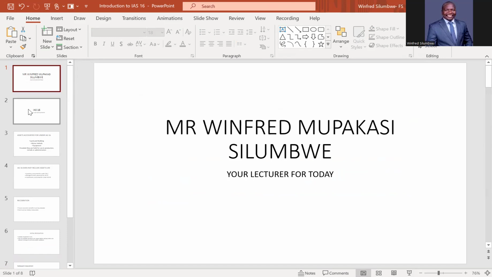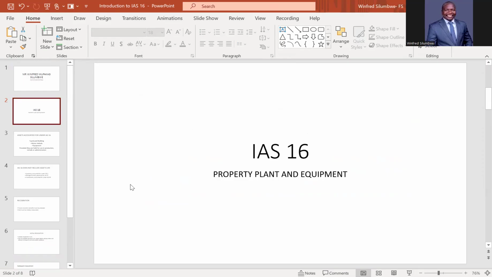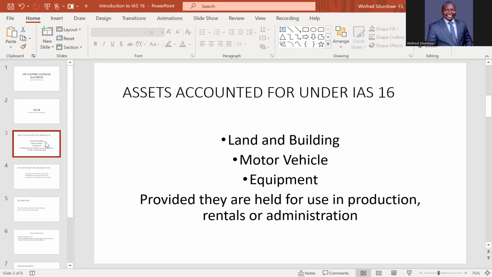Thank you so much. Like I've mentioned, we are looking at property, plant, and equipment, which is commonly referred to as PPE. So PPE is a class of asset which includes land, buildings, and machinery. Now, let's go a bit into detail. So assets which are accounted for under IAS 16 include the following.